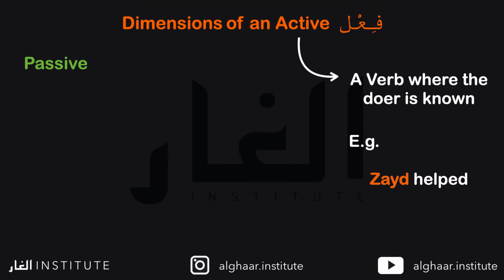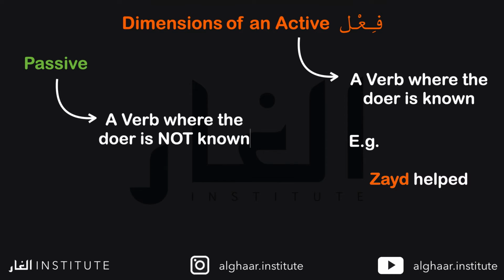The opposite of an active verb is a passive verb. This is a verb where the doer is not known. So for example, in the sentence Zayd was helped, we don't know who did the helping, all we know is that whoever they were, they helped Zayd.